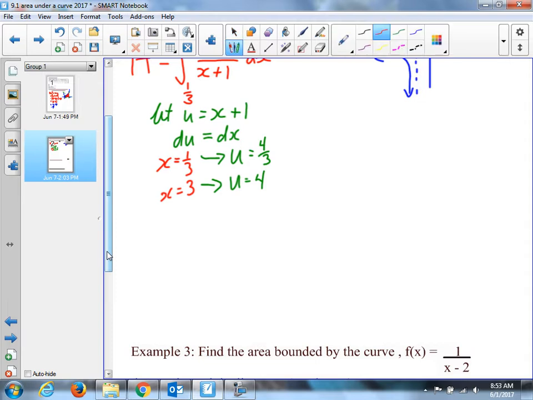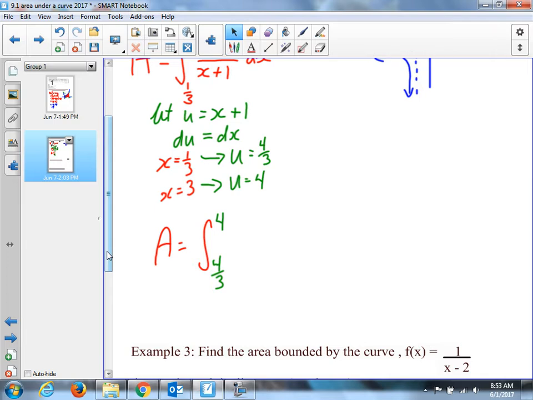So the area equals, now I've changed from x values to u values. I put the 4 in the wrong part. Okay, there, 4/3. And the new function is 1/u, or u to the -1 if you wish, du. The substitution took care of everything. And it is the natural log as suggested.